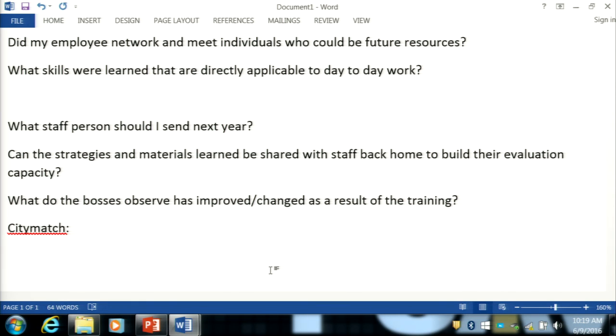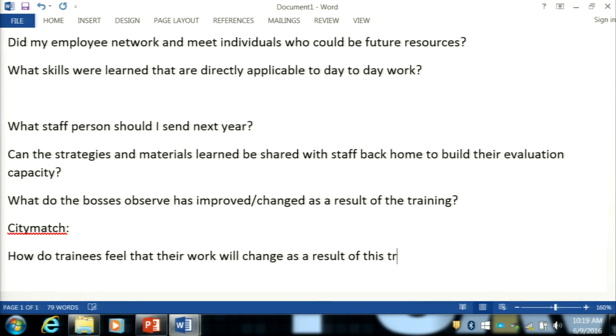Yes, go ahead. How do trainees feel their work is going to change, or what they do in their day-to-day work is going to change as a result of this training? What am I going to take back and do differently? Okay. Kind of, so sounds like this stakeholder shares something with the boss because the boss wants to know if skills were learned that are directly applicable to day-to-day work. Okay, yes, another one for City Match.